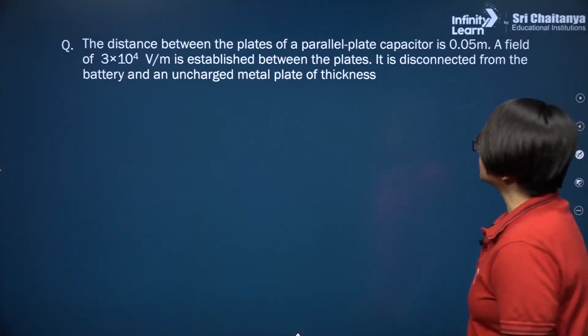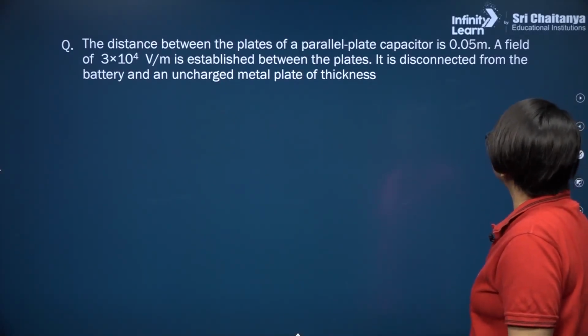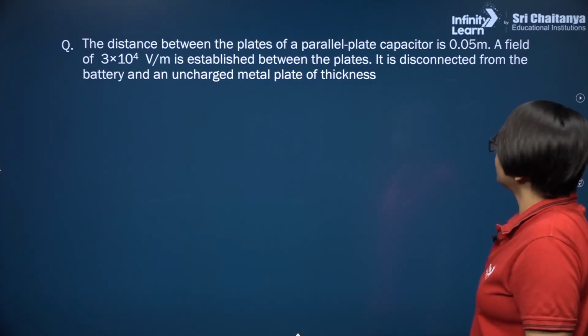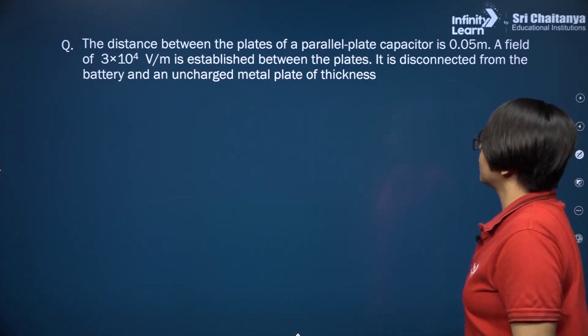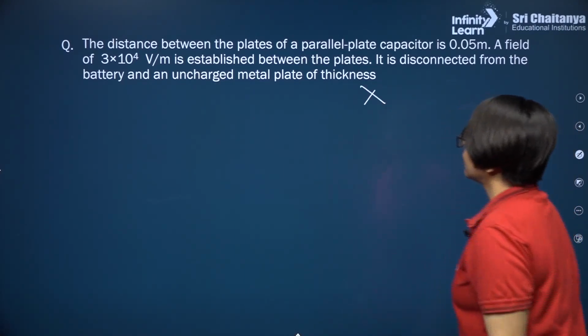Next is, the distance between the plates of the parallel plate capacitor is this. A field of this is established between the plates. It is disconnected from the battery and an uncharged metal plate of thickness... This is an incomplete question. Just leave it like this.